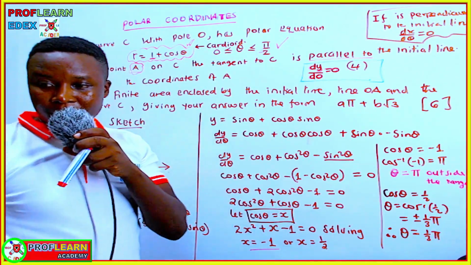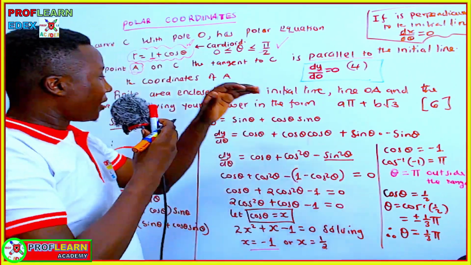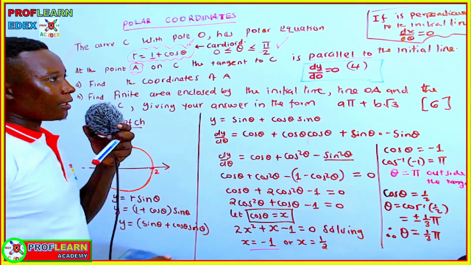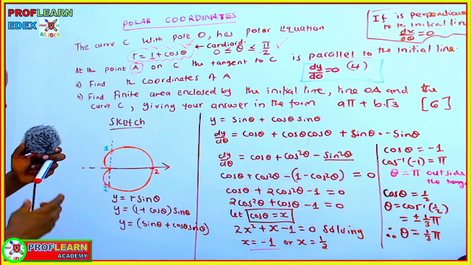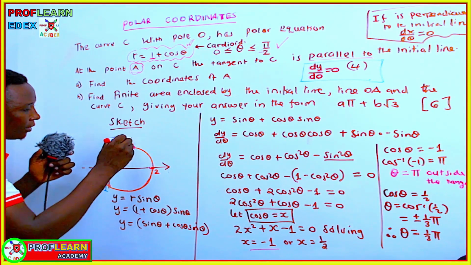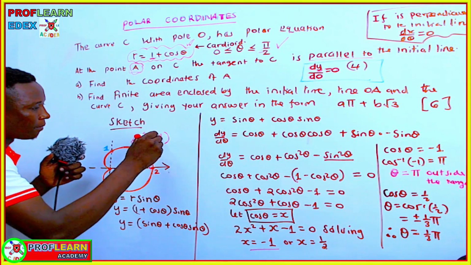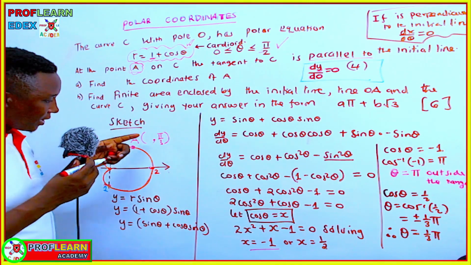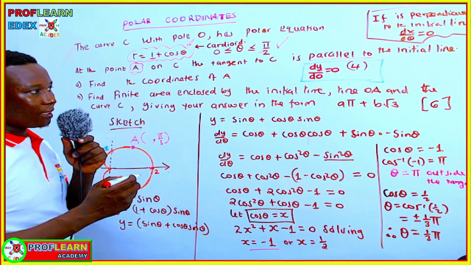1 over 3 pi is the required value of theta in this particular question. But now, since we are supposed to find the coordinate of A, our point A is somewhere here, whereby it's actually pi over 3. Because a polar coordinate has a radius and an angle, we need to find the value of r in that case.